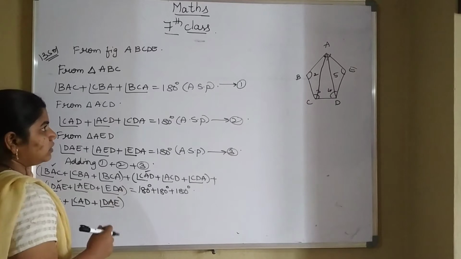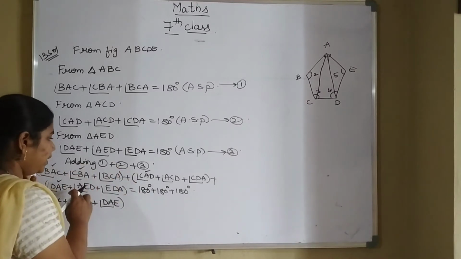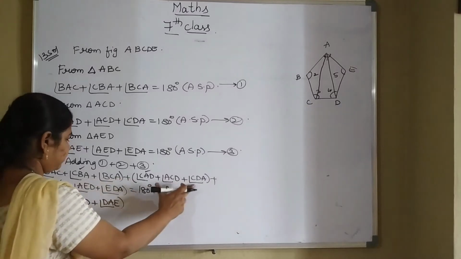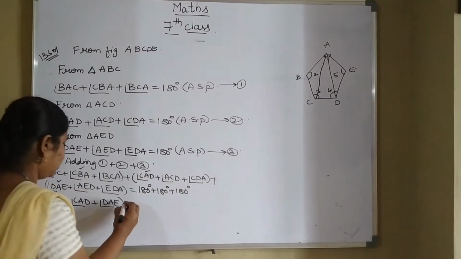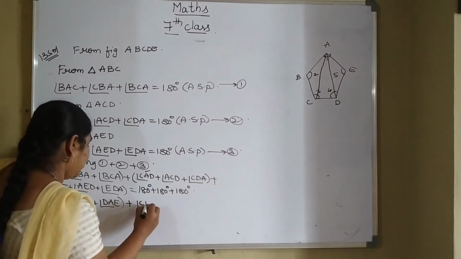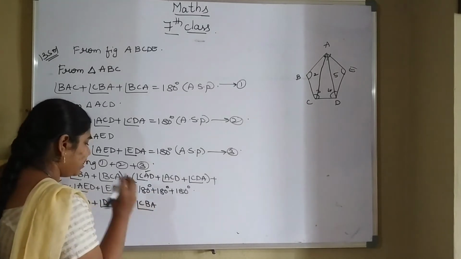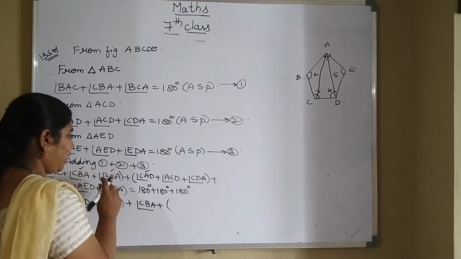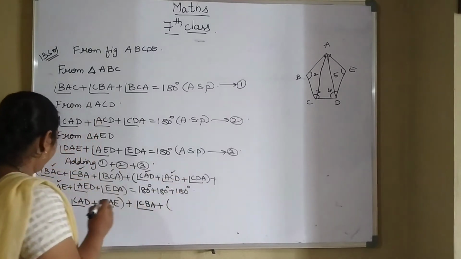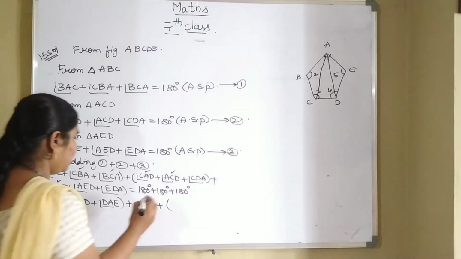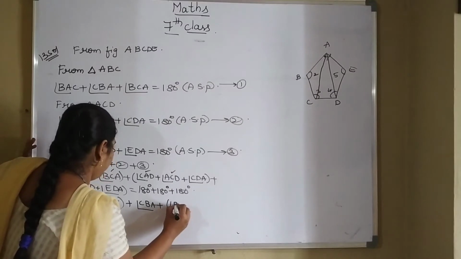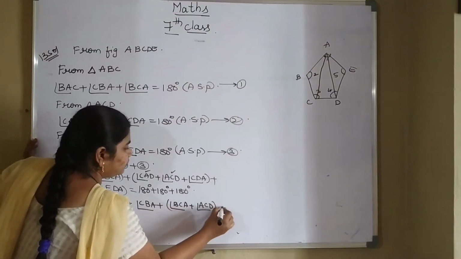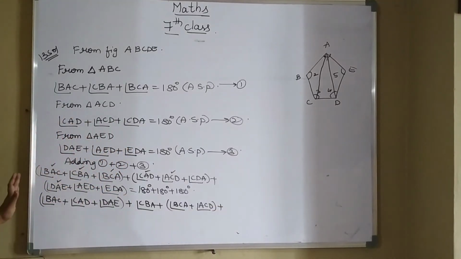Next is angle B. For angle B, you have to see the middle alphabet. Where is angle B? Only one, so angle CBA. This is angle B. Now take angle C. Only two are there. So angle BCA plus angle ACD, and angle C is also completed.